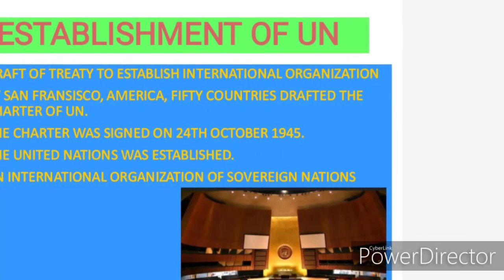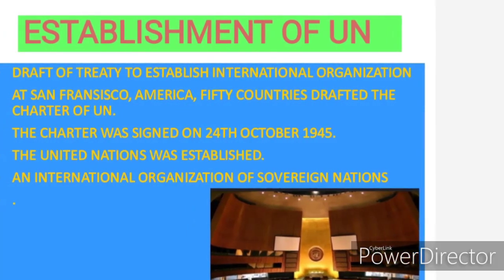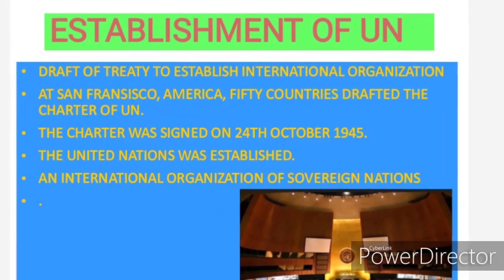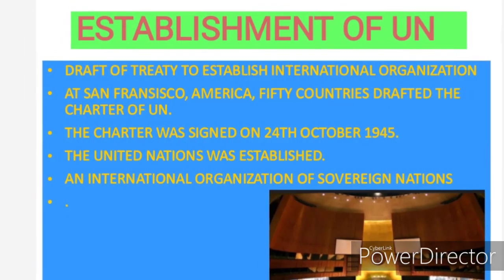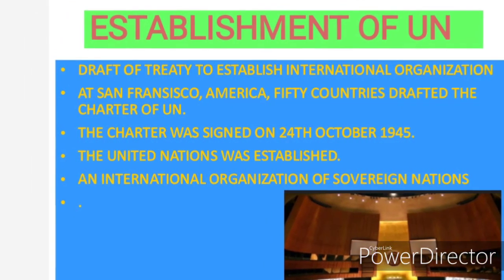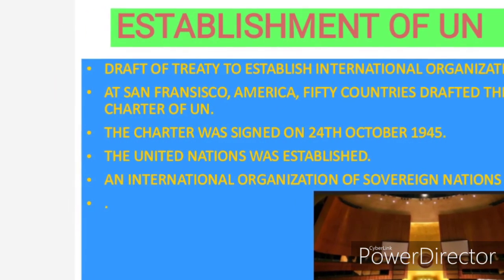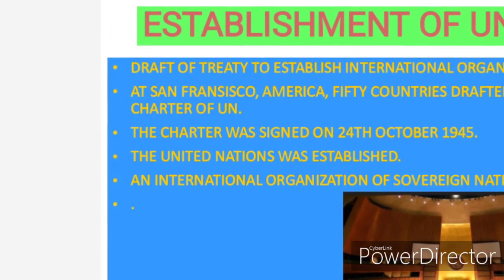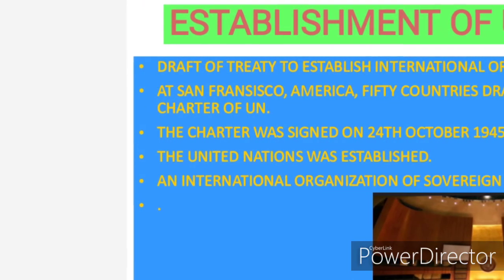At San Francisco in America, representatives of 50 countries drafted the Charter of the United Nations after discussions. As soon as the war got over, the Charter was signed on 24th October 1945 and the United Nations was established. The United Nations is an international organization of sovereign nations.